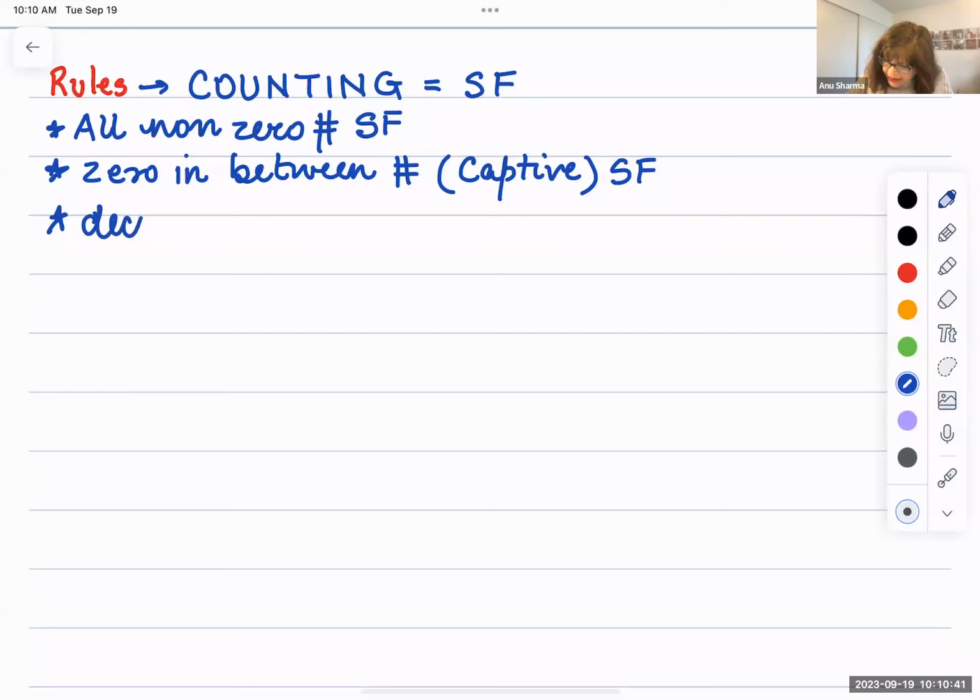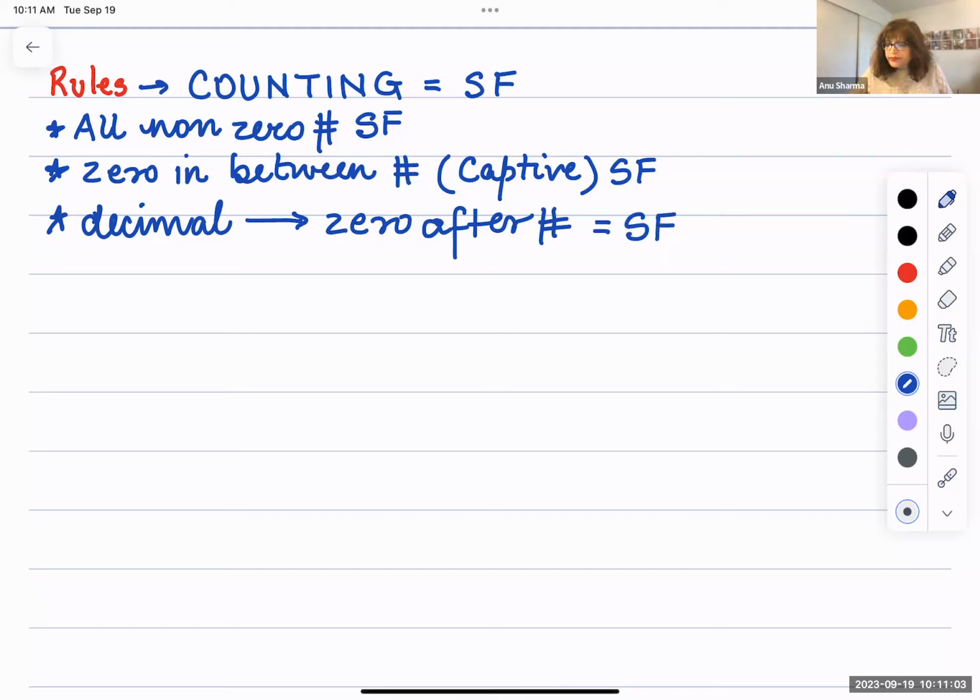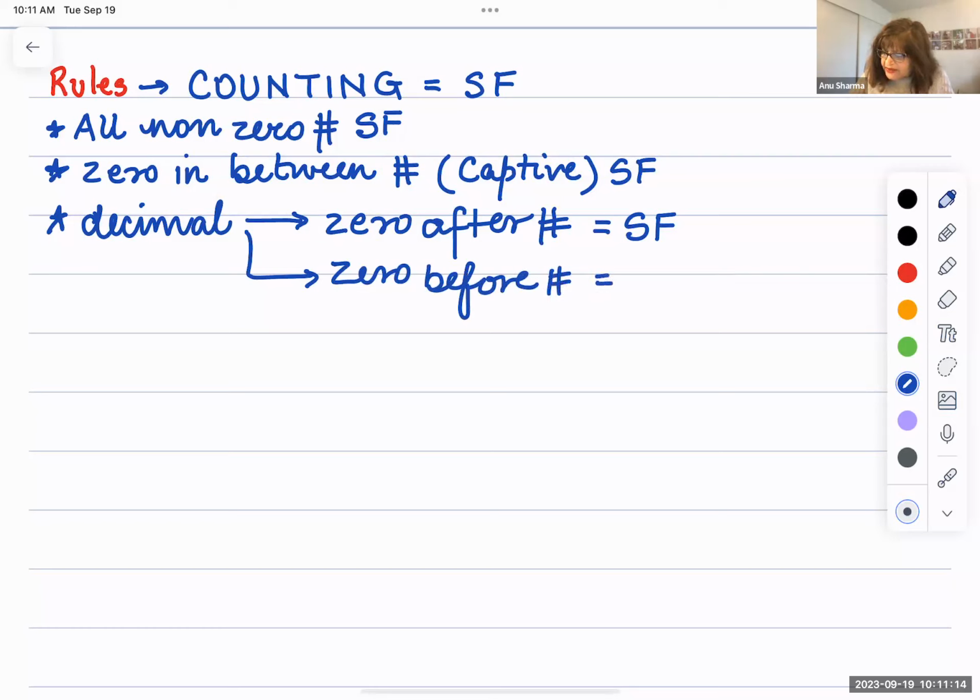So rules regarding the decimals. If there is a decimal, right? There is a decimal and there are zeros in the number, but the zeros are after a number, then that means that it is counted. It's significant. But if the zero is before a number, in that case, it is not a significant figure. It is not counted. Clear? This is very important.